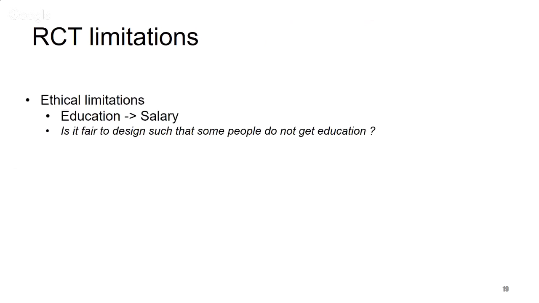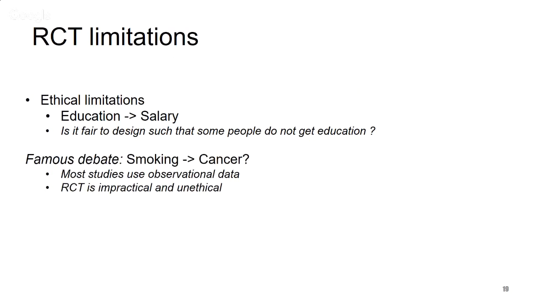So first of all, you might run into ethical dilemmas. Think about the effect of education on salary. Is it fair to design an experiment where some people do not get education? Can you systematically deny some people from getting education? You can think of contexts where some people get denied by chance, which would be very opportunistic, but otherwise you could never get IRB approval if you wanted to design an experiment like that. The most famous debate was, does smoking lead to cancer? And then Ronald Fisher actually spoke out against popular studies that were correlating smoking with cancer based on this observational data.